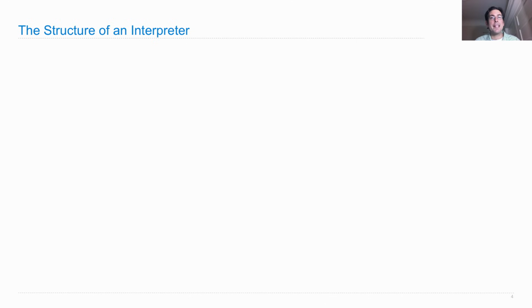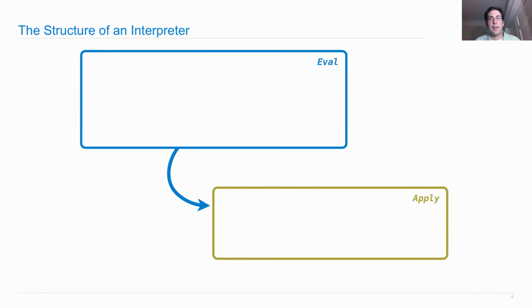So here's the structure of an interpreter. It shares a lot with the calculator example that we looked at on Monday. There is an eval and an apply function. Eval evaluates primitive expressions. It also evaluates combined expressions, but when it finds one of those, then it calls apply to actually apply some procedure to some arguments. So these are both recursive.